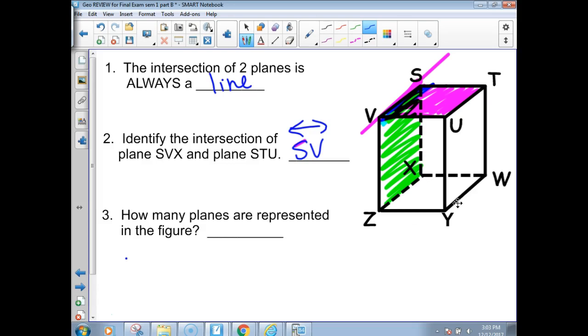How many planes are represented in the picture? 6, because there's a top and a bottom and a left and a right and a front and a back.